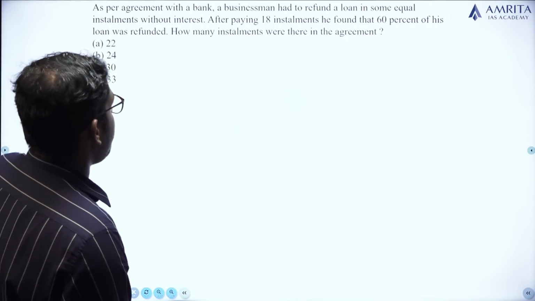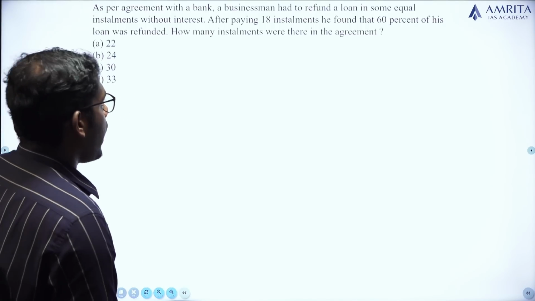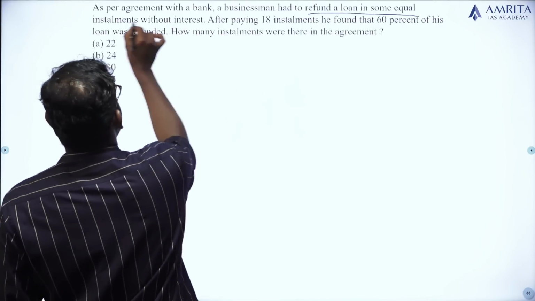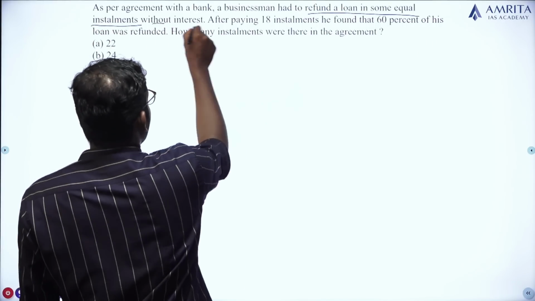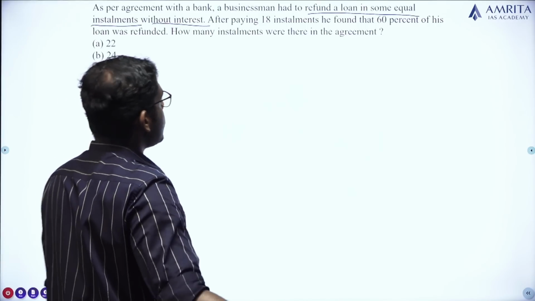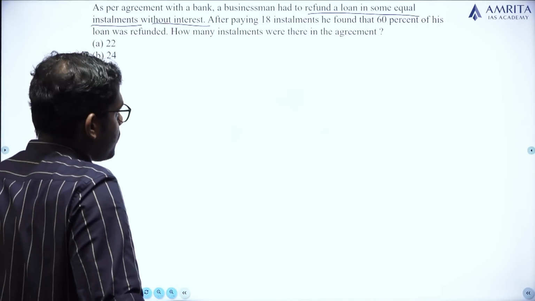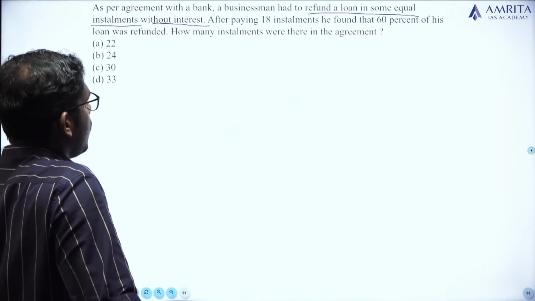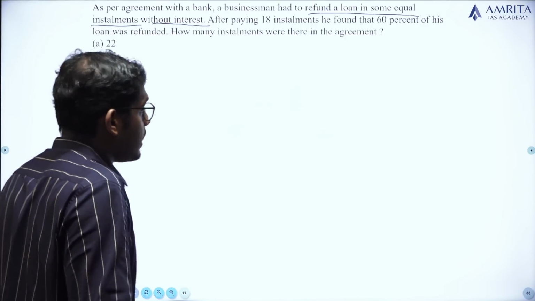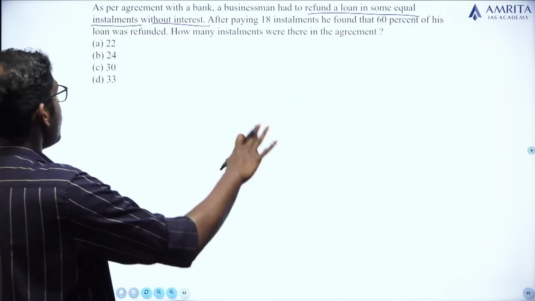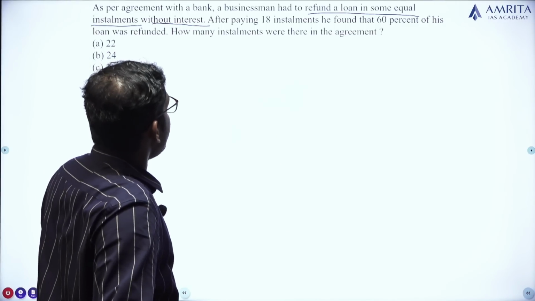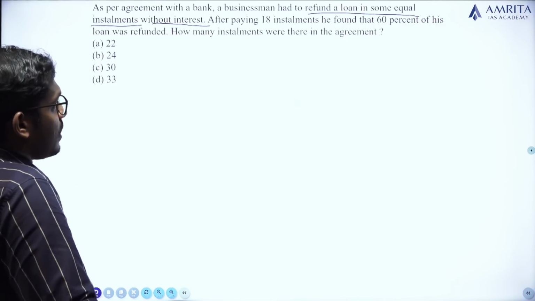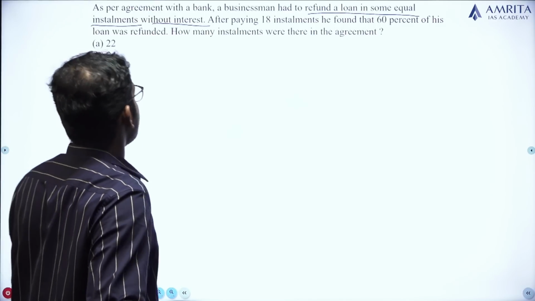As per agreement with a bank, a businessman had to refund a loan in some equal installments without interest. After paying 18 installments, he found that 60% of his loan was refunded. How many installments were there in the agreement? So a person has to repay his loan. After paying 18 installments, he found that 60% of his loan was refunded.